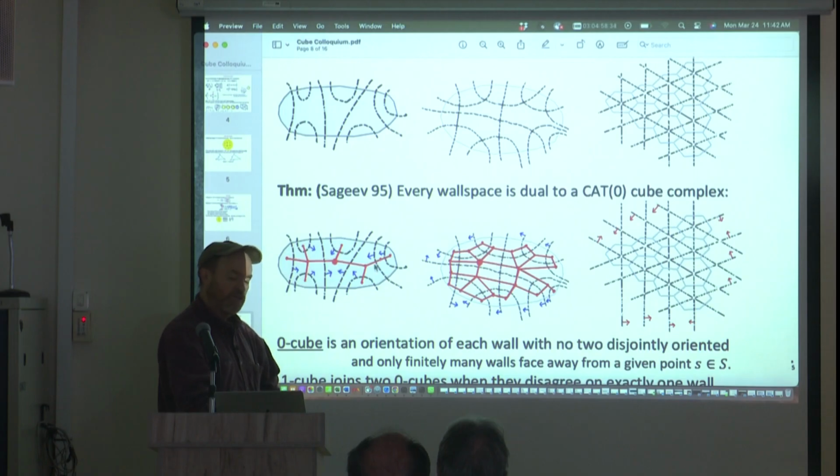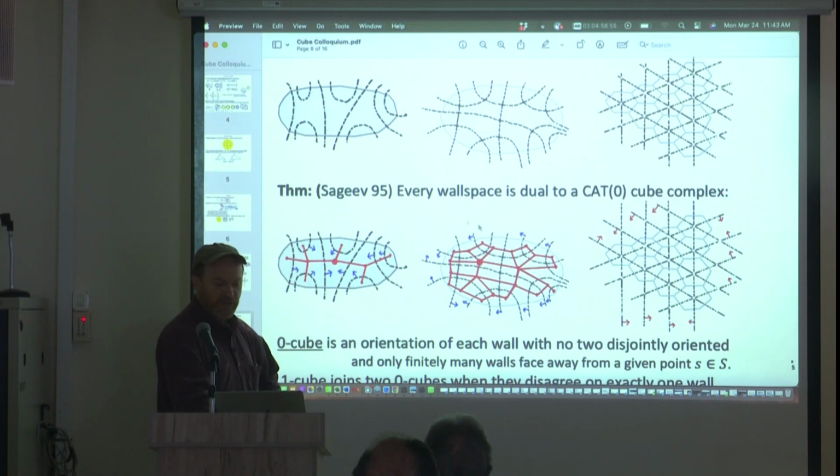And let's go backwards a little bit. You can play the same game with this wall space. It's a little bit less familiar, but it's easier. Do the same thing. There's a 0 cube for each region, and you get a 1 cube for regions that are facing each other along some border, that have a border.